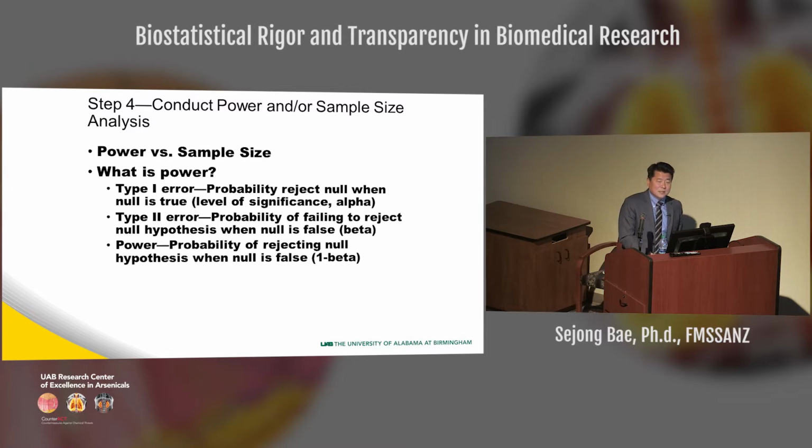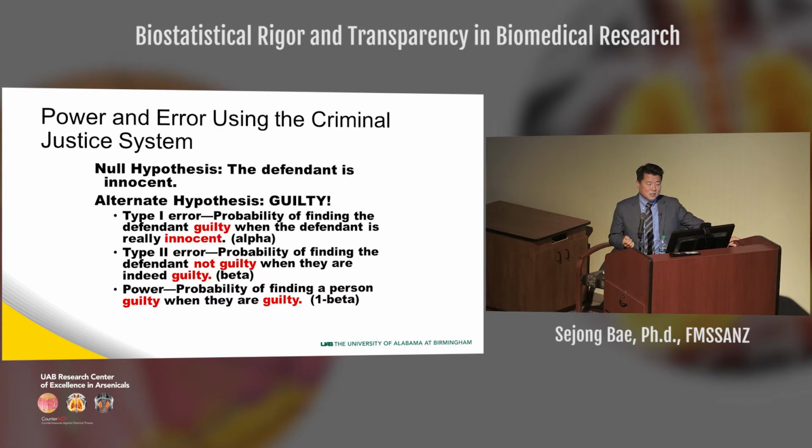Moving into the power and sample size calculation for the study, there are different things that need to be mentioned in the grant application: type 1 error, type 2 error, and power. Type 1 error is the alpha level, type 2 error is beta, and power is equal to 1 minus beta. In terms of the clinical justice system, let's say your null hypothesis is the defendant is innocent, and the alternative hypothesis is the defendant is guilty. Type 1 error is the probability of finding the defendant guilty when the defendant is really innocent. Type 2 error is the probability of finding the defendant not guilty when they are indeed guilty. Power is the probability of finding a person guilty when they are really guilty. That's what we want to prove. That's the power of the study.